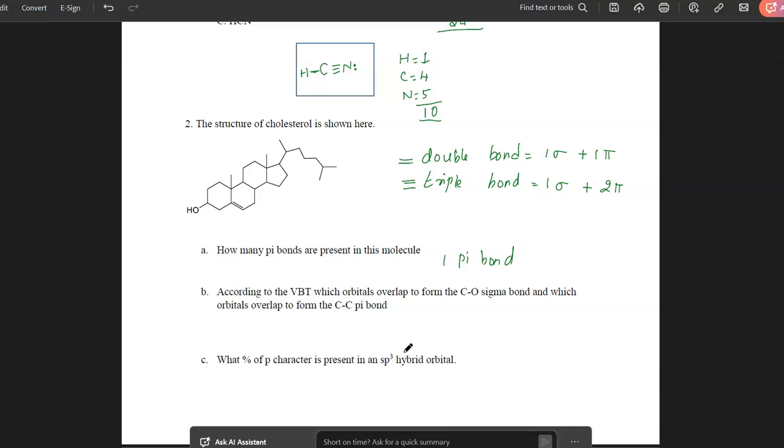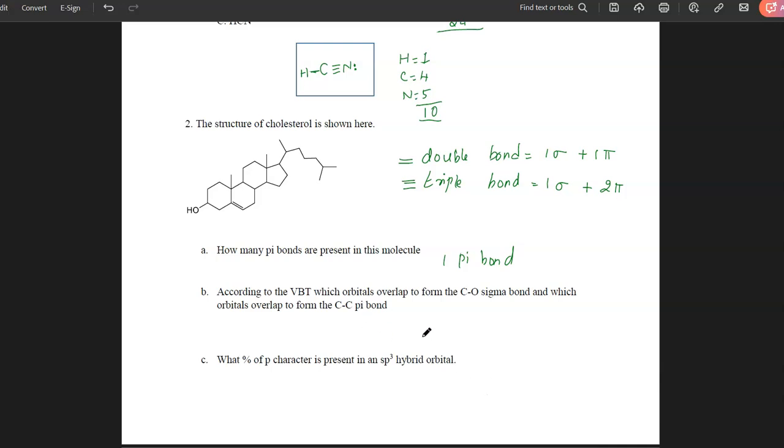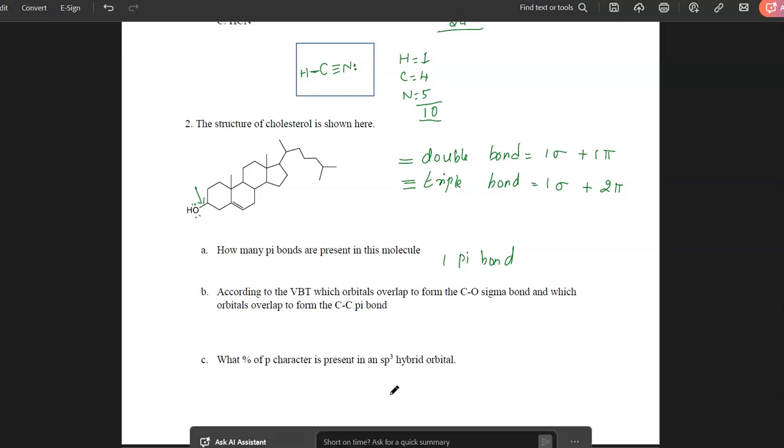The next question is asking, according to the valence bond theory, which orbitals overlap to form the CO sigma bond and which orbitals overlap to form the CC pi bond? So the CO sigma bond is this bond, the one I'm pointing to. For that, the best way is to put the lone pairs wherever necessary, like in this case the oxygen atom, and then figure out the hybridization of the two atoms. The easiest way to figure out hybridization of an atom is to count the electron clouds.